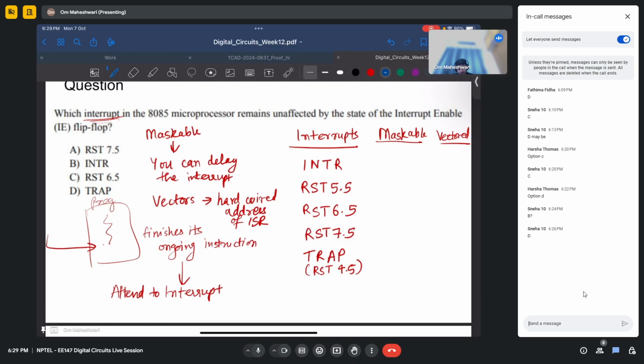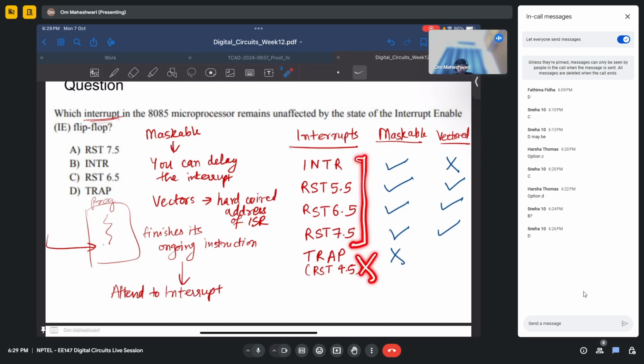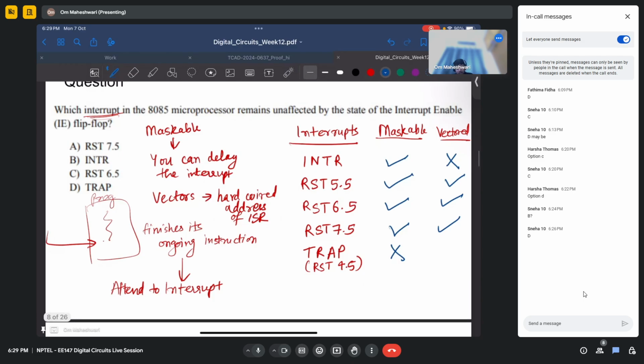Among these, INTR is maskable but not vectored. It does not have a fixed address. RST 5.5 is maskable as well as vectored. All these RSTs are maskable and vectored. Trap is not maskable. So you can ignore all these other interrupts if you want to, but you cannot ignore trap. It is like the most prioritized interrupt, and it is also vectored. It has a fixed address.